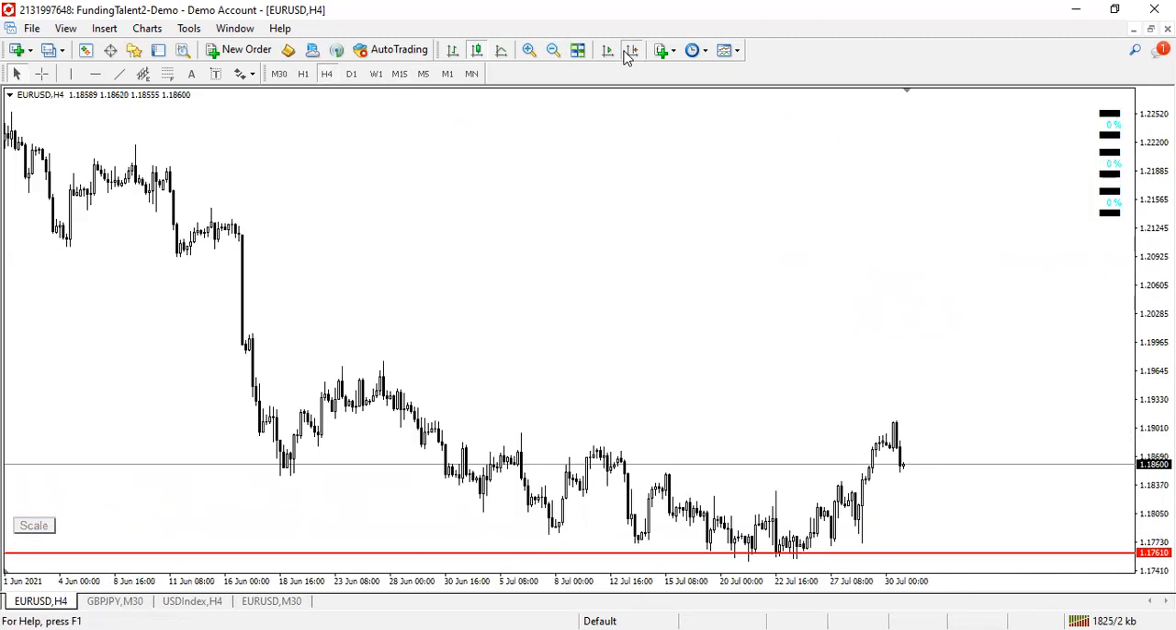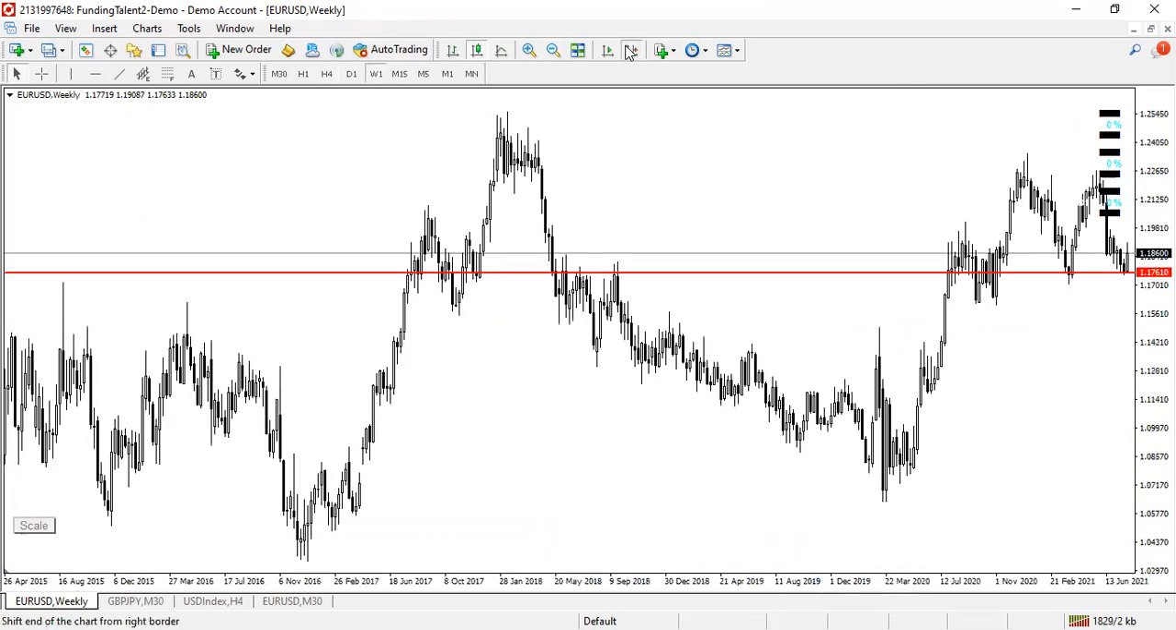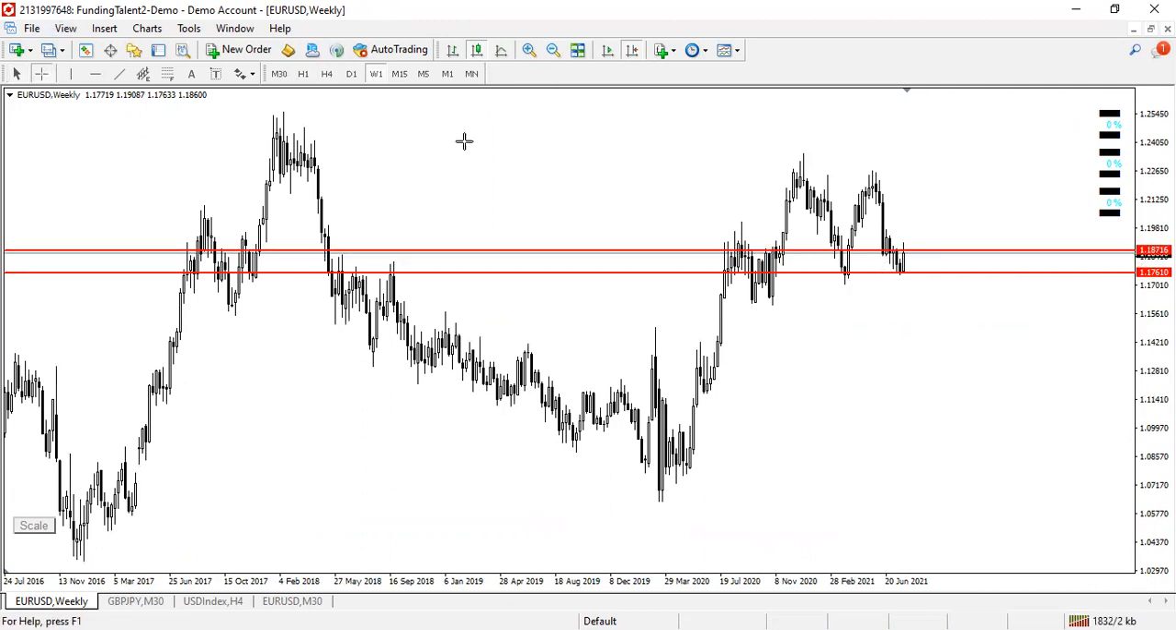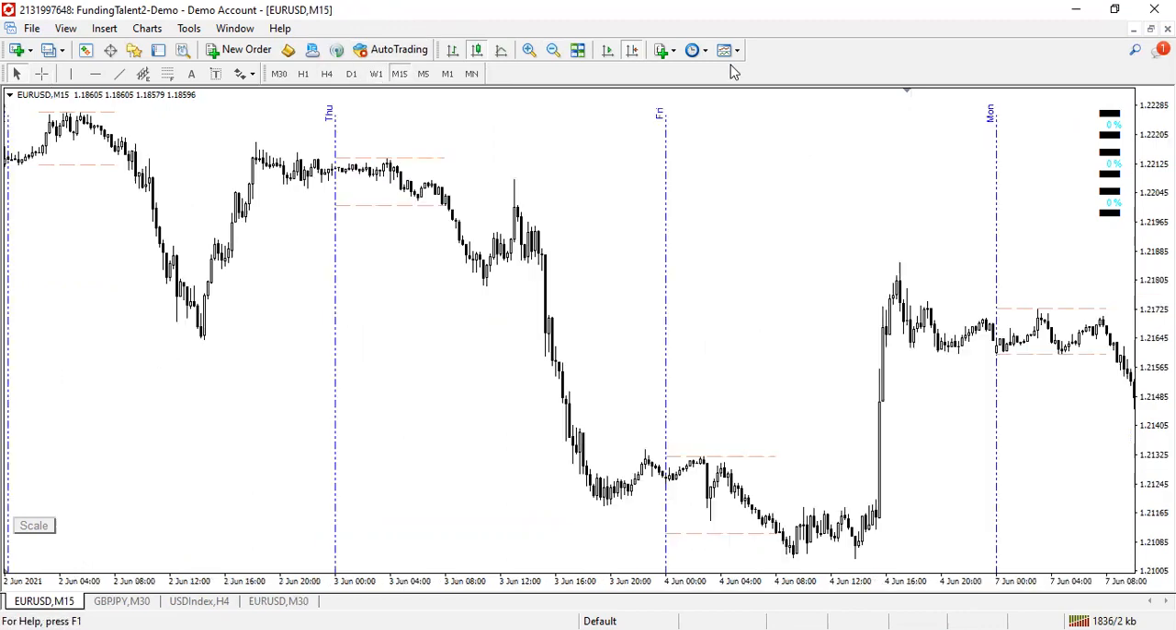Let me go to H4. You want to see reaction in this zone. If you see rejection in this area, you know that we are coming here. If you take a trade in this area, just put a take profit here. That is 190 pips.